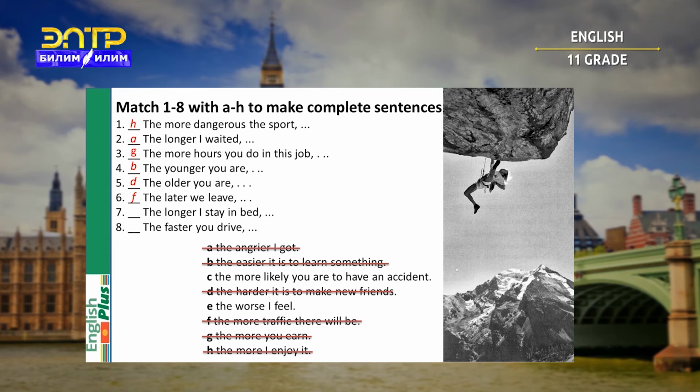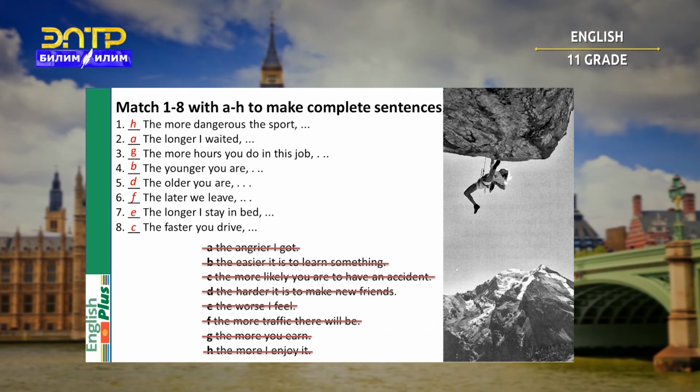Sentence number 7. The longer I stay in bed, the worse I feel. The answer is E. And the last sentence, sentence number 8. The faster you drive, the more likely you are to have an accident. The answer is C. Well done.